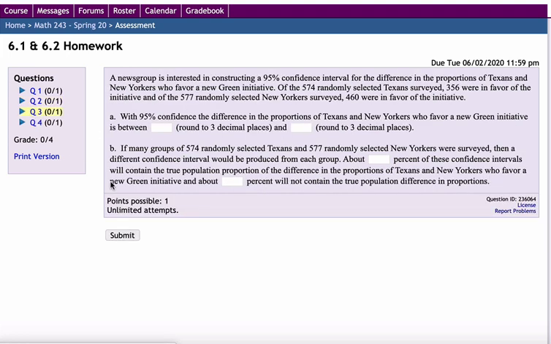Question 3, it'll turn out it's almost the same as question 2. Except now, instead of talking about some made-up colleges, we're talking about Texans and New Yorkers or something to that effect. But it's the same idea. We're making a 95% confidence interval for the difference in the proportion of Texans and New Yorkers. So it looks like Texans are my 1s and New Yorkers are my 2s. And let's see, I have 574 randomly selected Texans. 356 of them are in favor of this initiative.